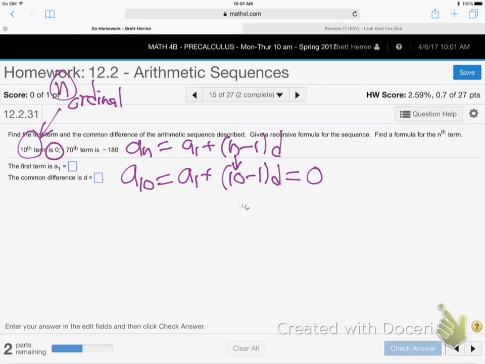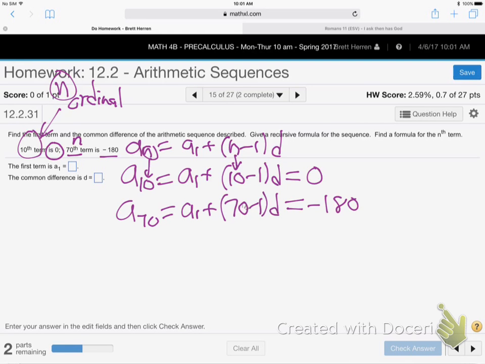And then you just use that formula again. The second time, they're saying 70th, that's n again. Remember, ordinals are always n. The 70th term equals negative 180. So a sub 70, see how I'm always letting the n be whatever the ordinal is? So a1 plus (70 minus 1) times d. Good so far? Making sense? Again, the n is the ordinal, plug that in.